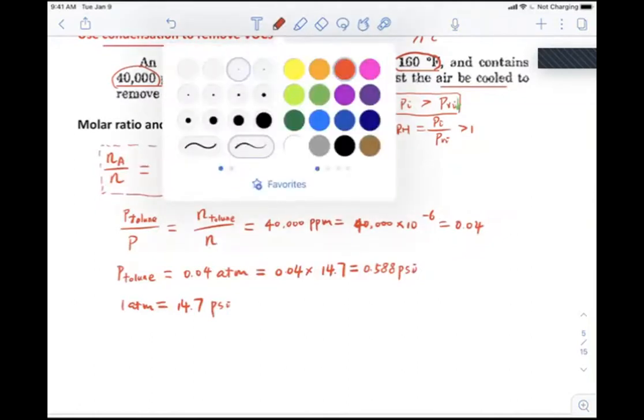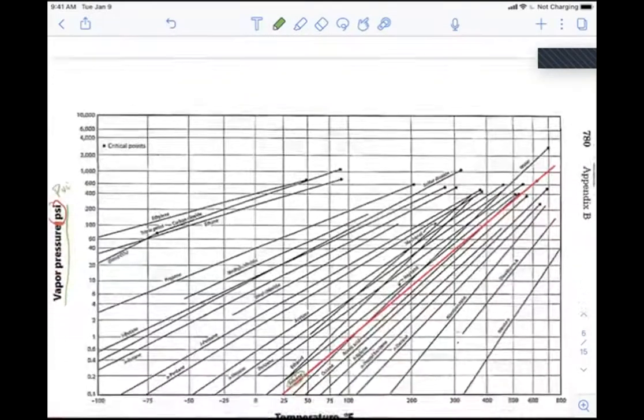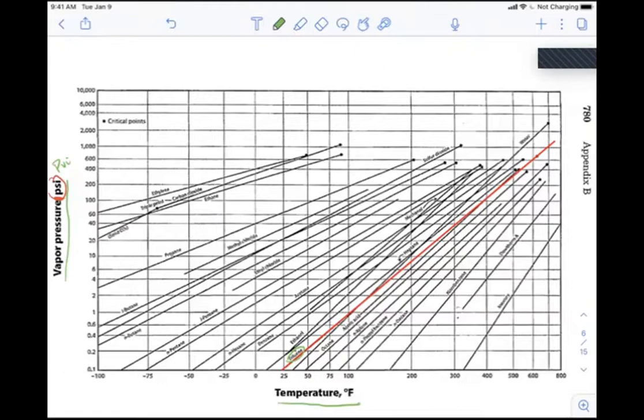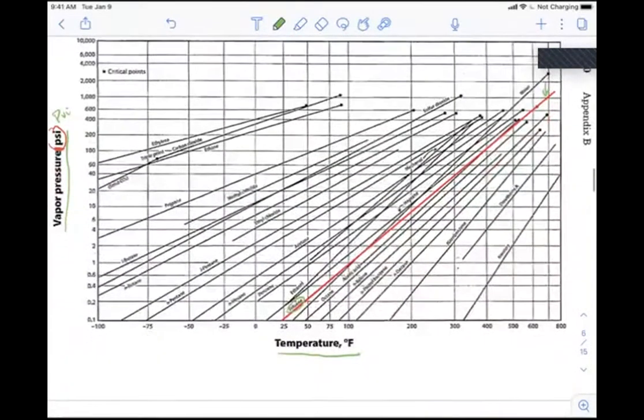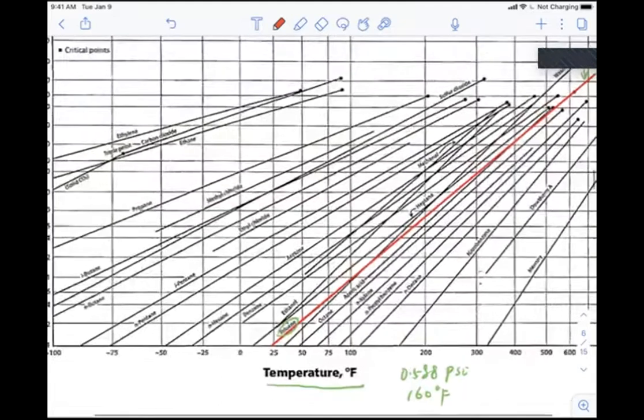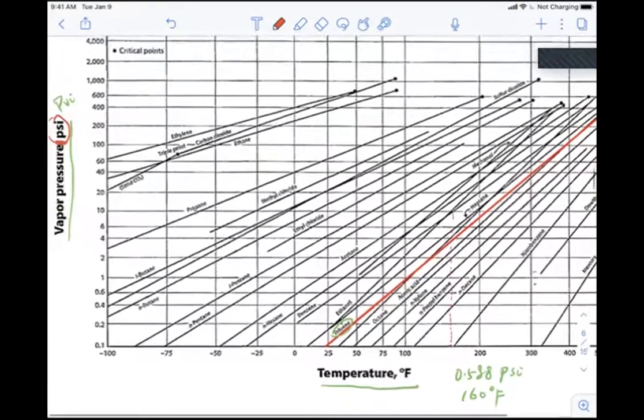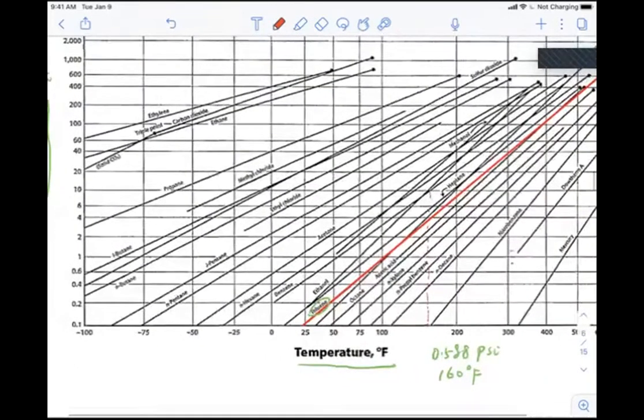Now let's see where we're at on this curve. This curve we just showed is the vapor pressure curve, right? If you plot out the point, we were at 160 Fahrenheit and the partial pressure is 0.588 psi. Let's draw a point on this curve. 160 is somewhere here. The pressure is in PSI, 0.588, that's close to 0.6, right? So we're at somewhere here. You see that this point is below the curve for the toluene.